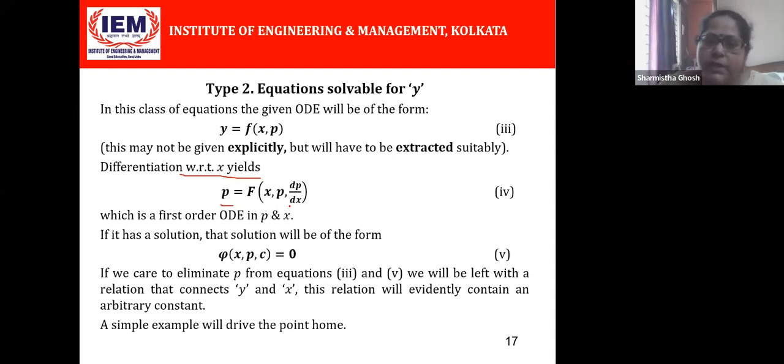Now, another thing to be noted: once we do this, y is gone. This equation, equation number 4, will not contain any y term now, because this was the only y term. The right hand side contained only x and p. The left hand side contained a y, and as we differentiated, we got a p. So this equation 4 does not contain any y term. Therefore, equation 4 actually contains x, p, and dp/dx. And please see that this will be a first order equation in p and x, obviously, because I have only the first order derivative dp/dx.